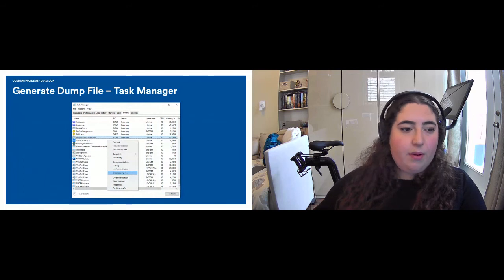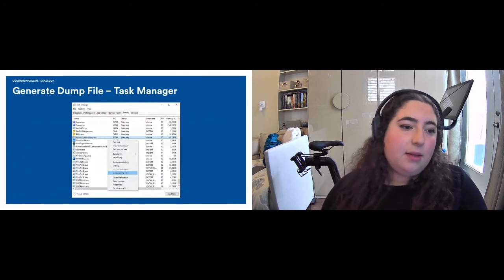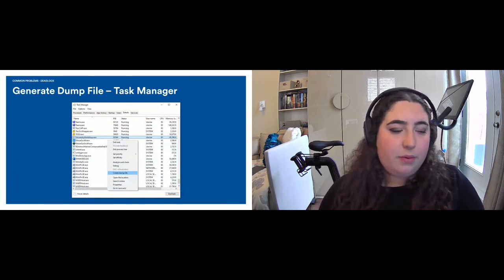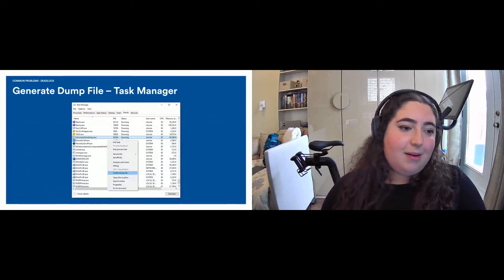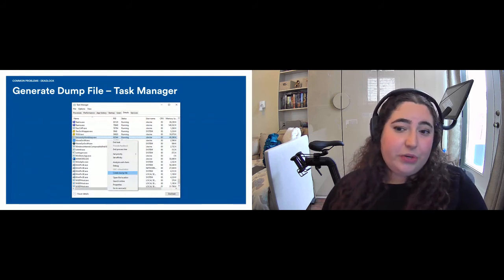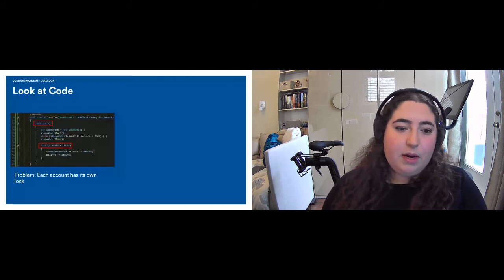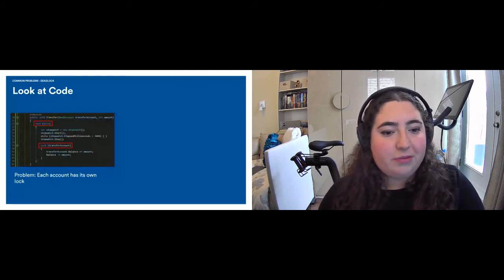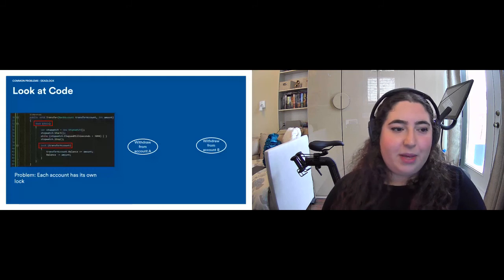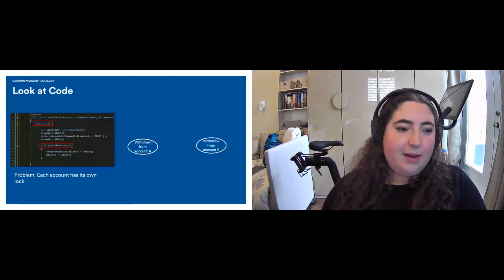So when I open up my code, I saw in the call stack that this was the method that was causing the problem. And I see what the issue is. Each account has its own lock. Now, why is this a problem? Let's take a look. Here, my 2 processes are withdraw from account A and withdraw from account B. And my 2 resources are bank account A and bank account B.